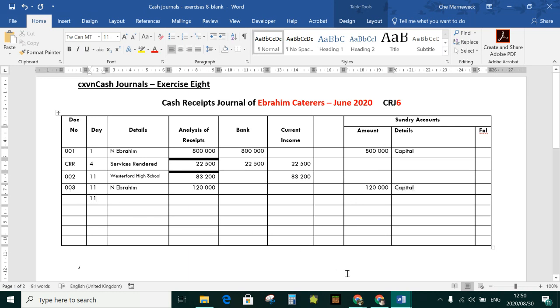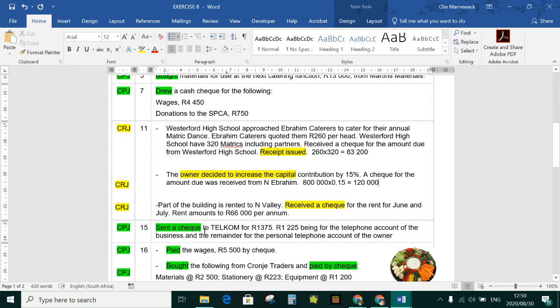We're still on day 11. Part of the building is rented to N Valley. Received the check for the rent for June and July. Rent amounts to 66,000 per annum. Per annum means per year. So we need to divide 60,000 Rand by 12 because there are 12 months in the year. So we divide it by 12 and you should get 5,500.